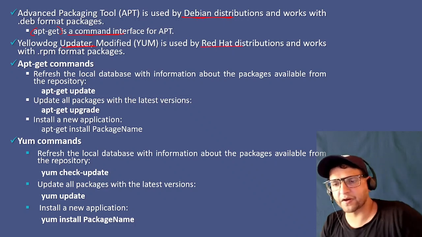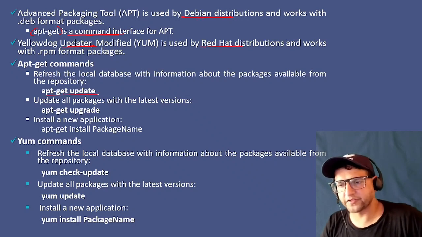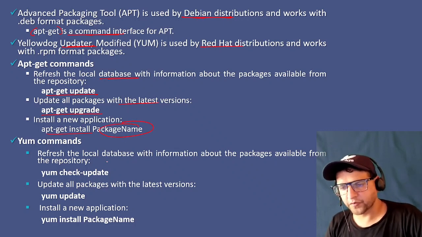So these are some commands, like apt-get update, where you want to refresh the local database with information about packages available from the repository. Or apt-get upgrade to upgrade all packages. Or install a new application, apt-get install package name. Or yum: if you want to refresh the local database, you can do yum check-update, or yum update to update all packages to the latest. Or install a new application, yum install package name.